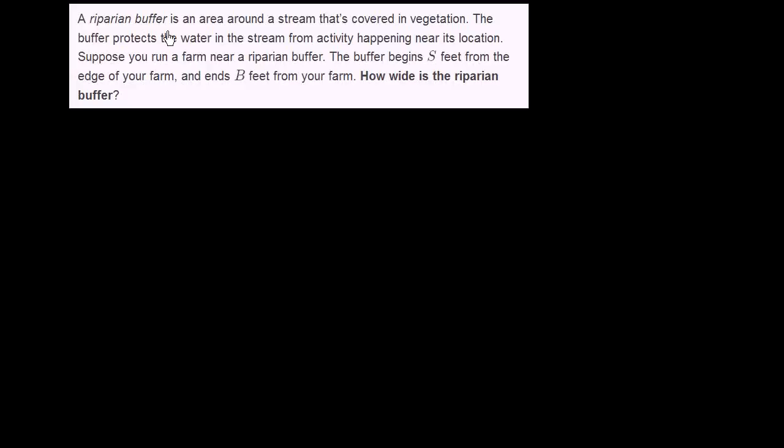A riparian buffer is an area around a stream that's covered in vegetation. The buffer protects the water in the stream from activity happening near its location. So let's imagine this a little bit.